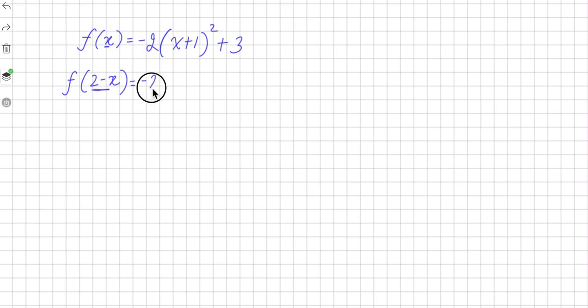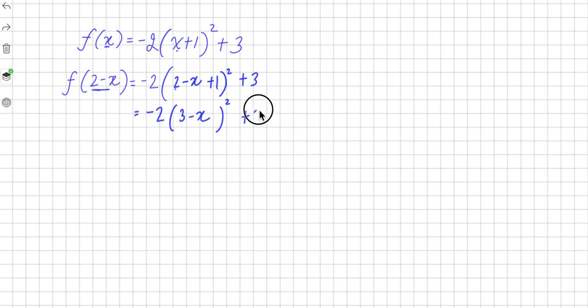So we have negative 2, then the x plus 1. Instead of writing the x, we can write 2 minus x here. Then there is a plus 1, whole squared, plus 3. Okay, so negative 2 stays the same. We can simplify the brackets here. So positive 2 plus 1, that's going to be positive 3. Then negative x, plus 3.